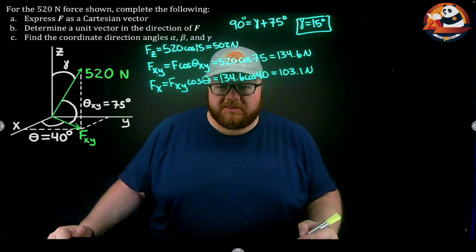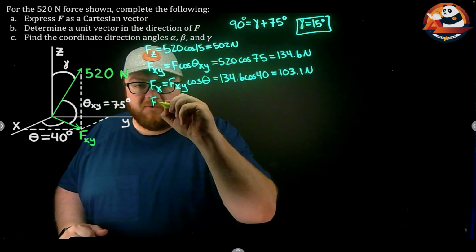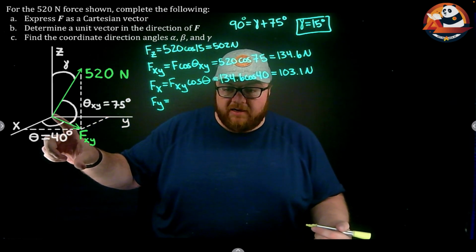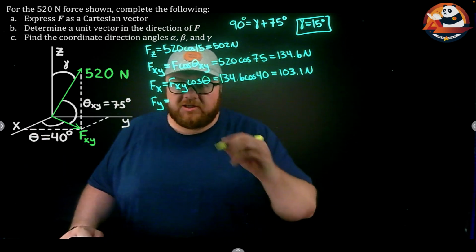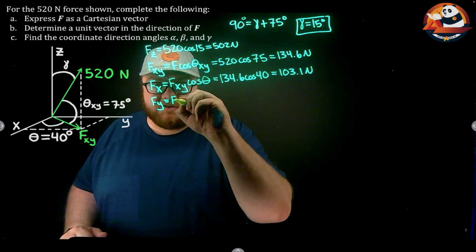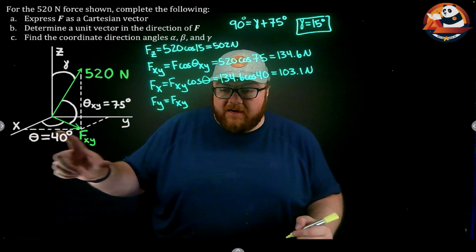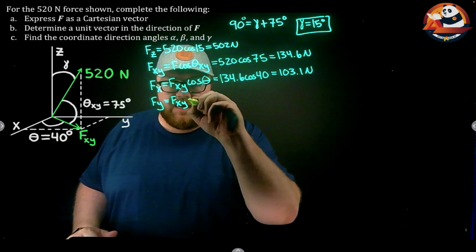103.1 newtons. Finally, I can get Fy as well. I have a 2-dimensional triangle here: Fxy, Fx, Fy. So my total force in the xy plane, Fxy, and that y component here, y is opposite my angle. So I need to use sine.